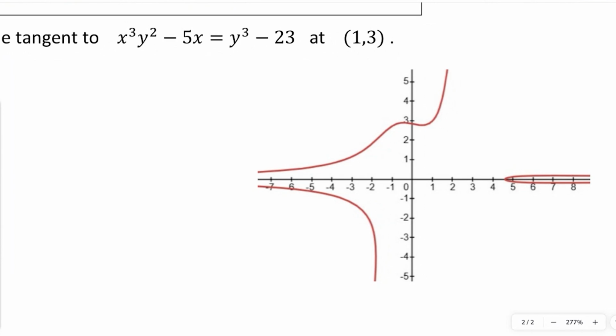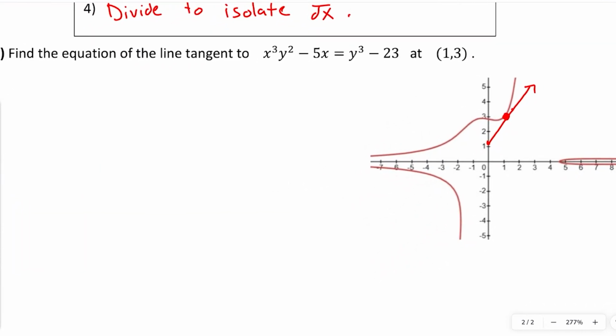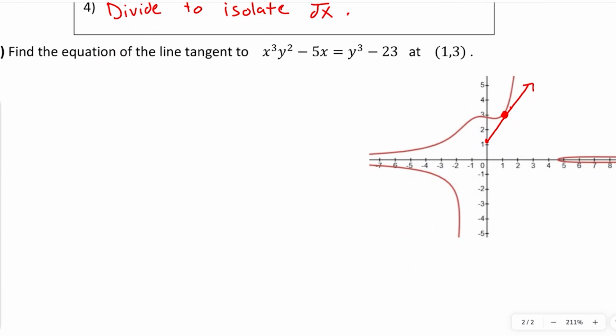We're trying to find the line tangent to this curve at (1, 3). So at this point right here, there's a tangent line, right? We're trying to find the equation of that line. To find the equation of that line, we need the same two things we've needed since Unit 2 to write an equation of a tangent line: a point and a slope, and then plug it into point-slope form. So we need a point, and we need a slope. We'll plug that into y minus y1 equals m times x minus x1. The template here is the same.